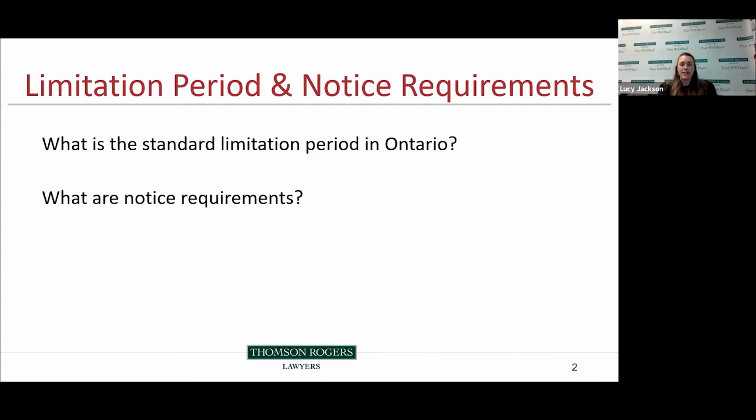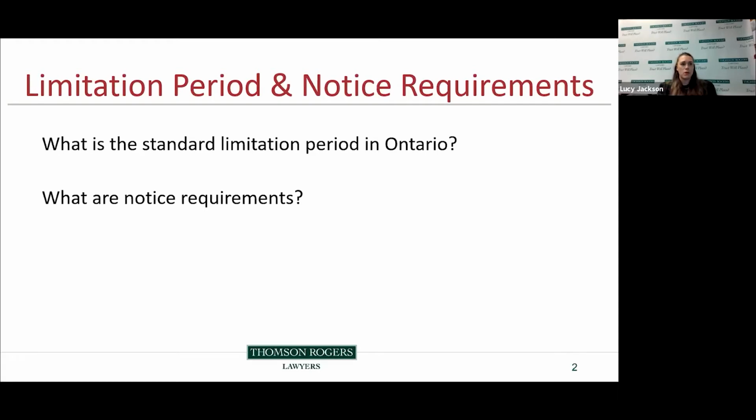This is the same for an individual who is considered incapable. So for example, someone who does not have legal capacity to bring a claim by reason of a mental or a psychological condition. The limitation period does not start running while that individual is incapable or until they have a litigation guardian. Another exception to the standard limitation is in cases of sexual assault, where there is no limitation period.